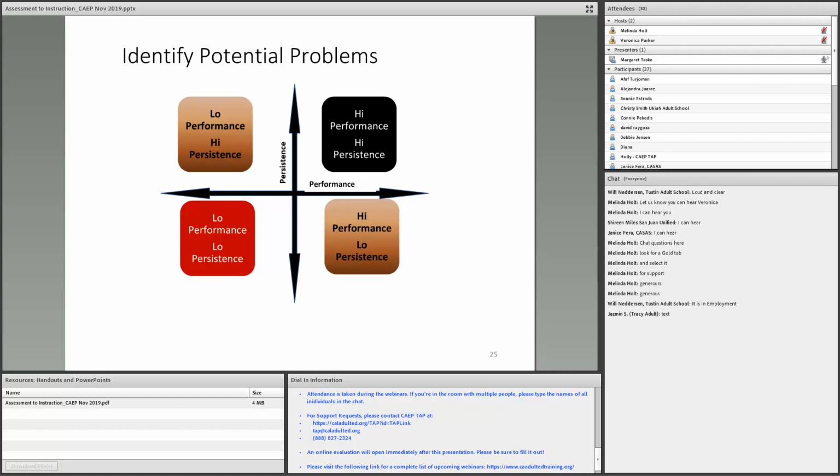In this category up here, top left, we have low performance and high persistence. Students are coming, but their performance is not improving. So that's an area where you would probably need to talk with your teachers and address that from the teacher perspective, instruction perspective. Okay.